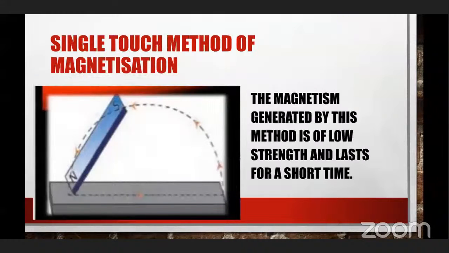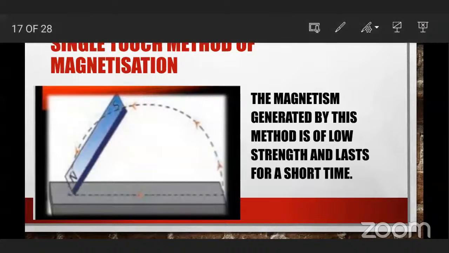First is the single touch method of magnetization. This is the single touch method, and this is one activity. For this activity, you need one steel bar and a bar magnet. Suppose this is steel bar AB. This is point A, this is point B, and this is steel bar AB.